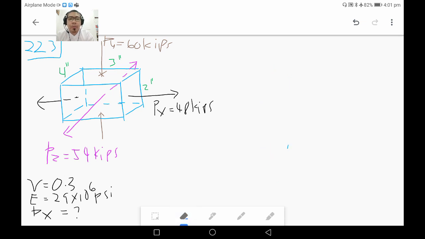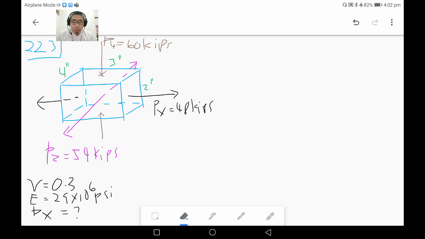So, dito sa libro, let us answer problem 223, no? Sabi dito sa problem 223, a rectangular steel block is 3 inches long in x direction, 2 inches long in y direction, yung height niya is 2 inches, and 4 inches long in z direction. The block is subjected to a triaxial loading consisting of three uniformly distributed forces as follows.